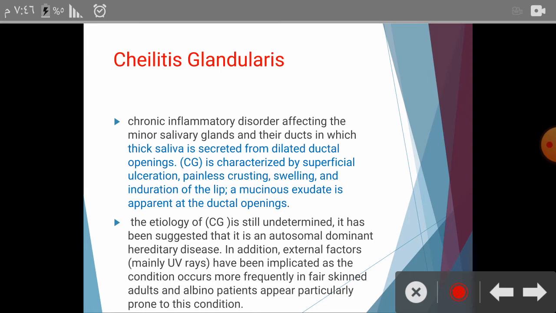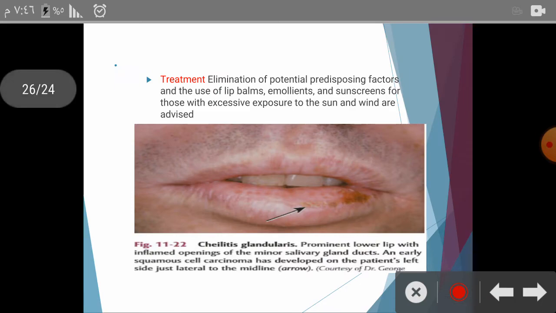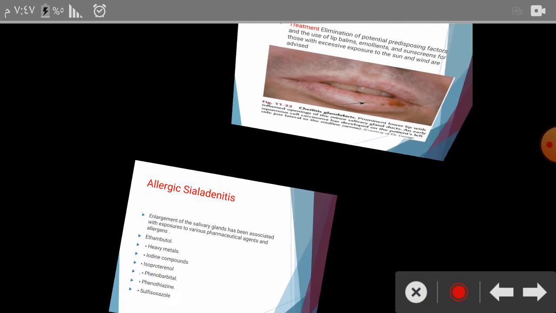The etiology is unknown, but it is suggested to be an autosomal dominant hereditary disease, and the external factor is UV light, and it's more frequent in fair-skinned adults and albino patients. The treatment is just eliminating the precipitating factor and using lip balm and sun cream for those patients who have more exposure to sunlight.